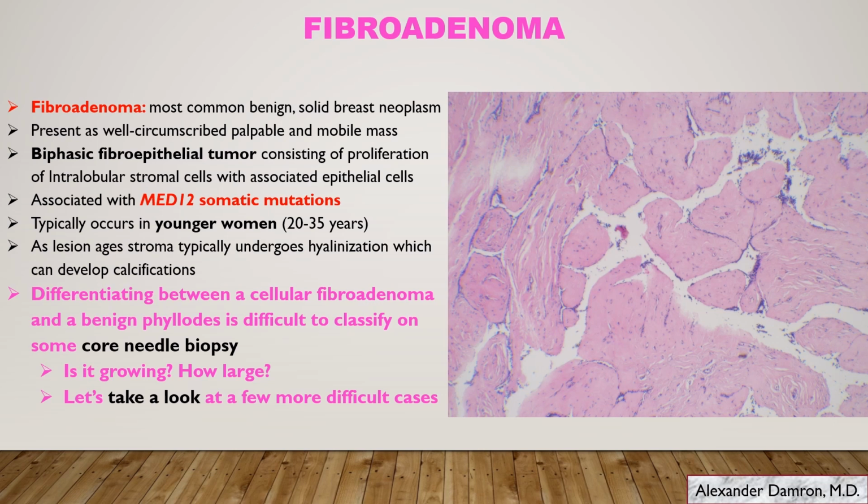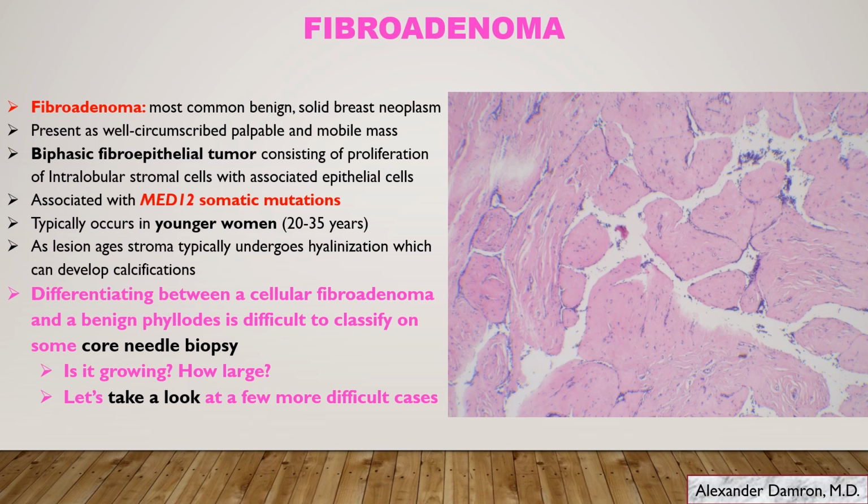So if we look at the cases we just looked at that you could safely call a cellular fibroadenoma, now we're going to get into the gray zone. On core biopsy, differentiating between a cellular fibroadenoma and a benign phyllodes tumor can sometimes be very difficult. And when you get into that gray zone, how do we approach that?